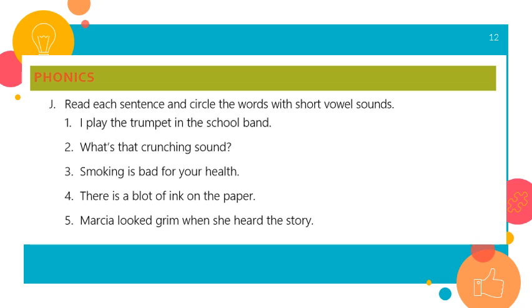Phonics, okay? As I said before, we revised in the phonics the long A, long E, and short vowels, okay? Read each sentence and circle the words with the short vowel sounds. We have to circle the words with short vowel sounds. You might have more than one word, so we have to circle it, okay? Number 1. I play the trumpet in the school band.